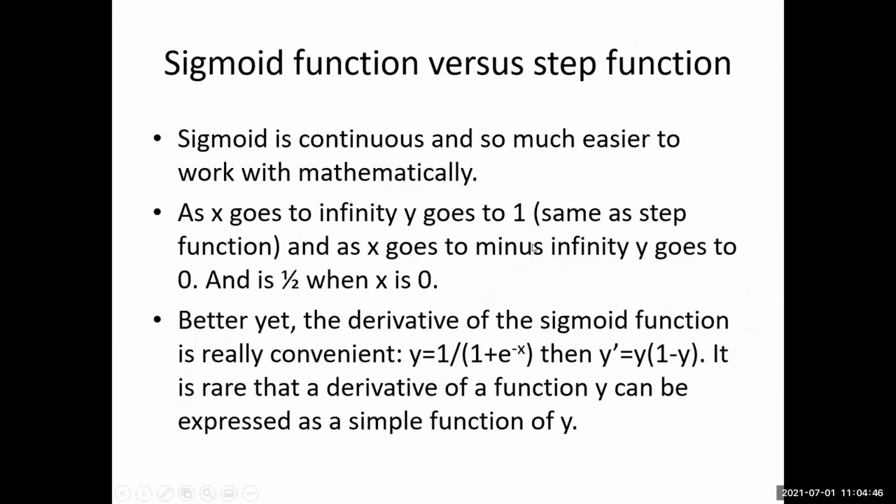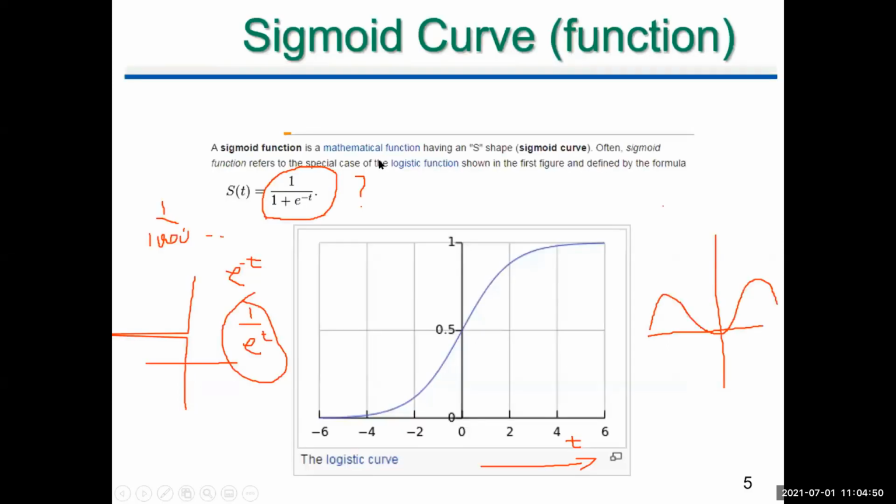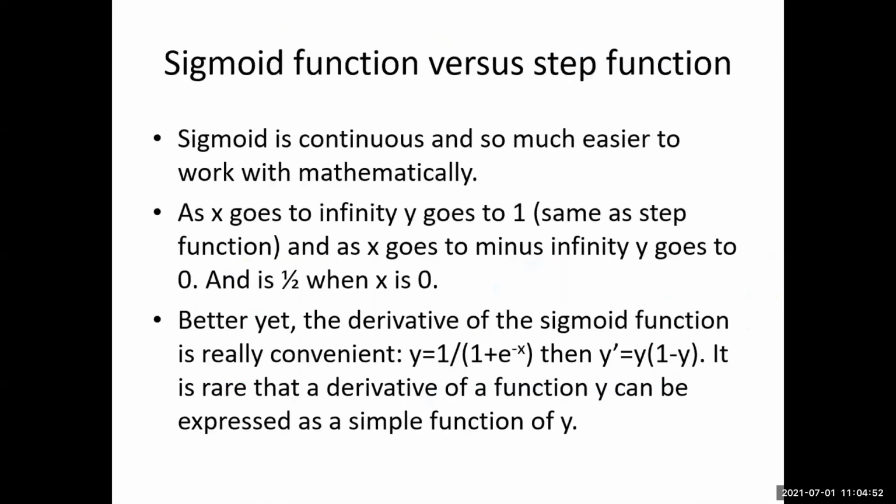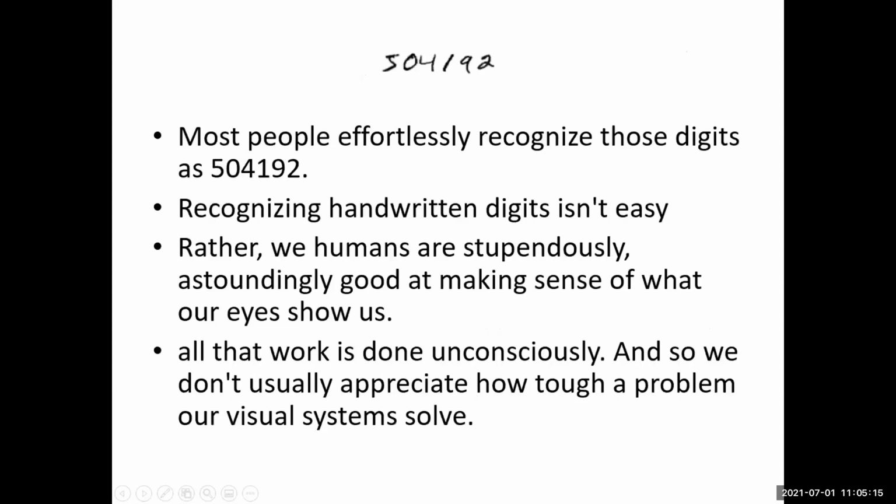Okay, so the sigmoid function is continuous. It doesn't have any breaks in it. And as x goes to infinity, the height goes to 1, or as t goes to infinity, the height goes to 1. And the derivative has some nice properties, but I don't think we really need that. So, okay, we talked about that.